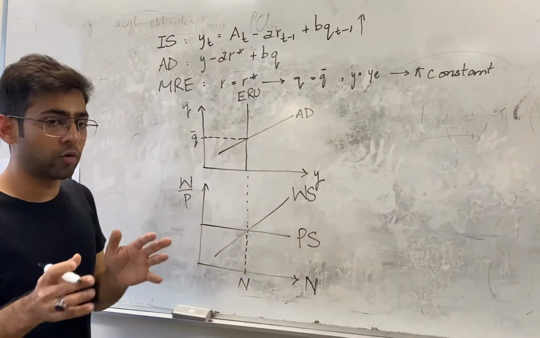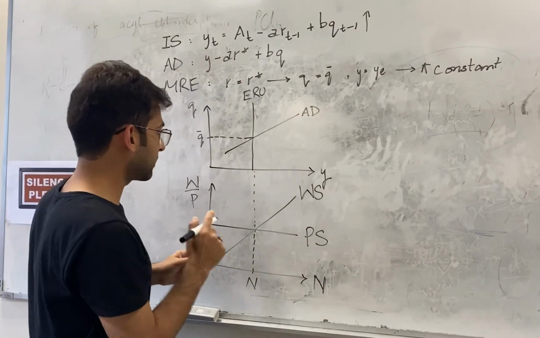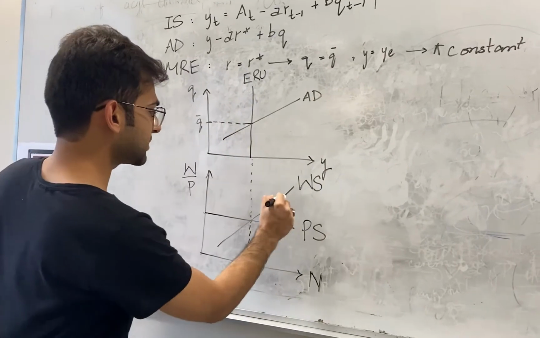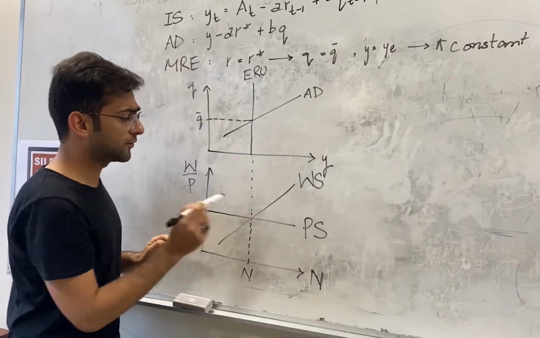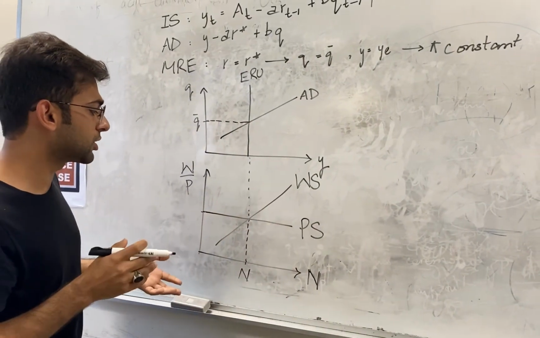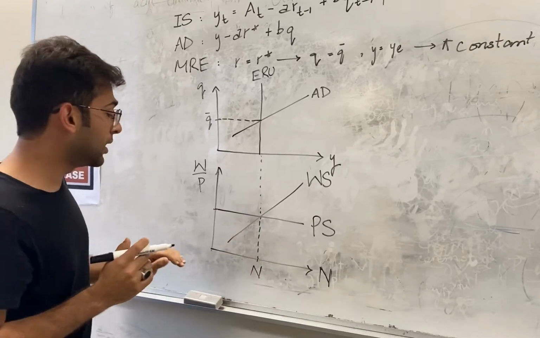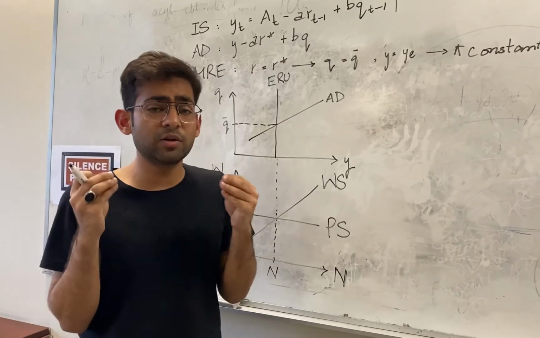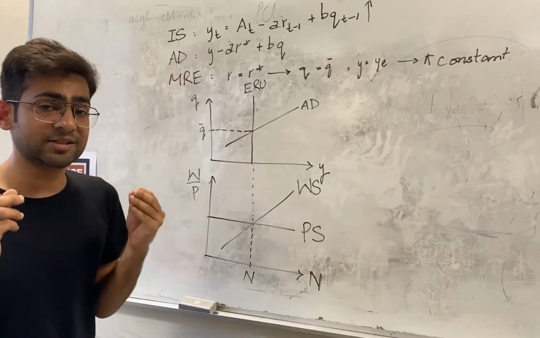Now, before we move on, I'm going to quickly talk about this little thing in the equilibrium rate of unemployment. We know that the wage setting curve and the price setting curve are what we use to determine the rate of unemployment. Now, the decrease in unionization or union bargaining power is basically a supply shock.